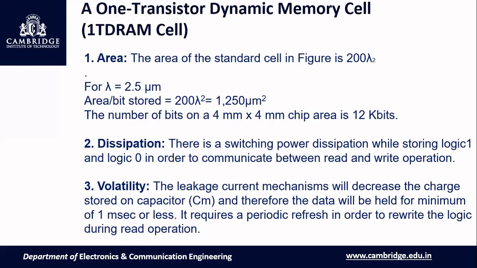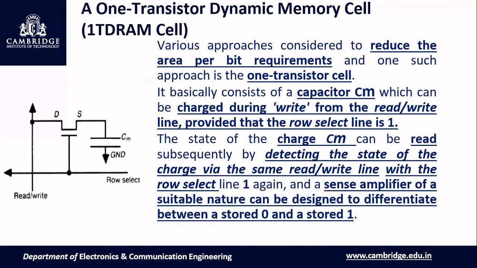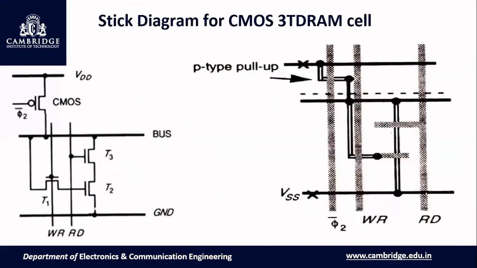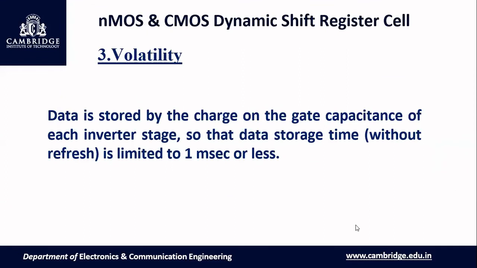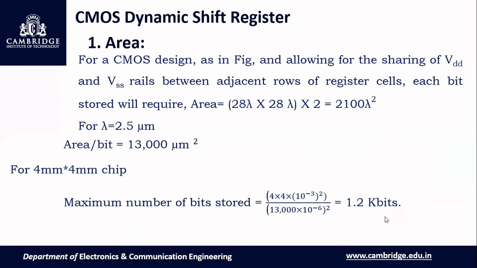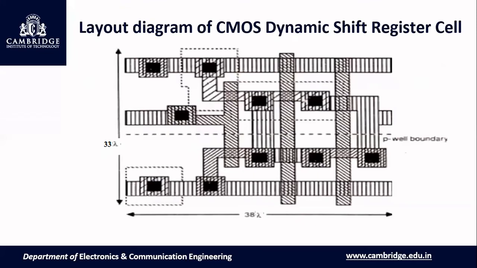Here we are just comparing the memories. In this memory, we are able to store 12 kilobits. If you take a 3 transistor memory cell, we can store 4.8 kilobits of information, right? And if I take the dynamic shift register, I can store 1.2 kilobits. This is with respect to the CMOS dynamic shift register. If I take the NMOS dynamic shift register, I can store 2.1 kilobits.